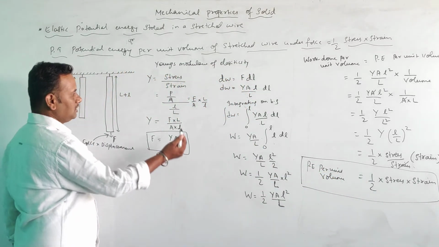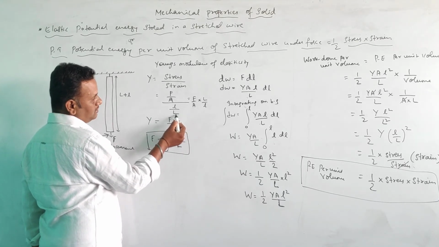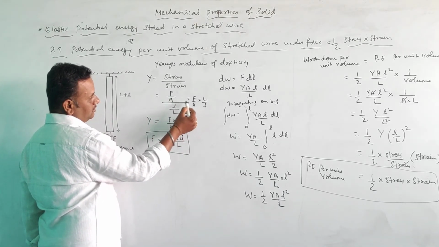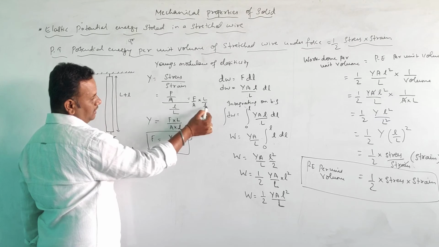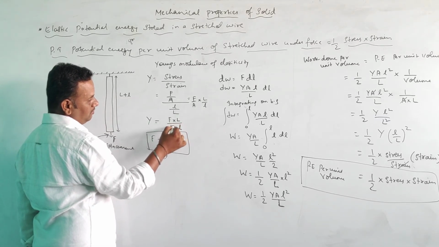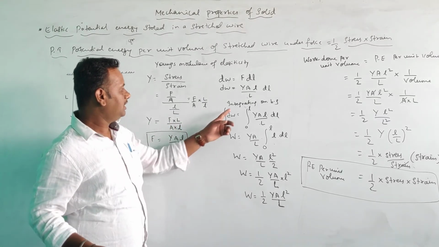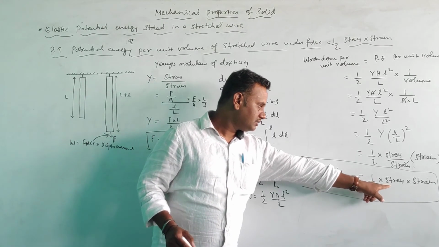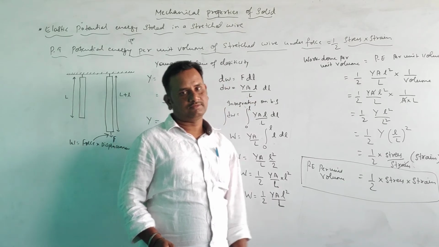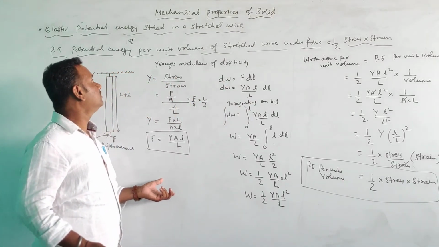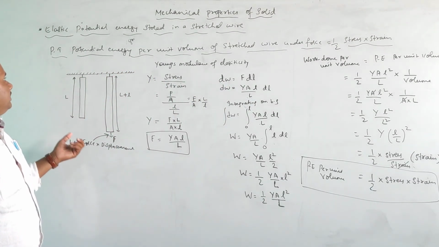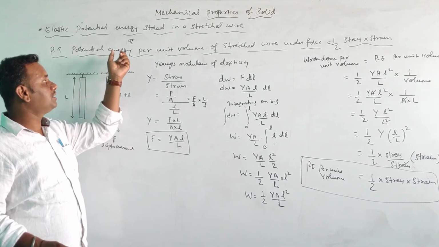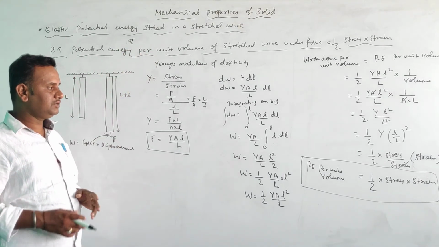Here I made a small mistake: that is F into l divided by A into L. So F into l divided by A into L, integrating on both sides, we got half stress into strain. So this is the derivation for the elastic potential energy stored in the stretched wire.